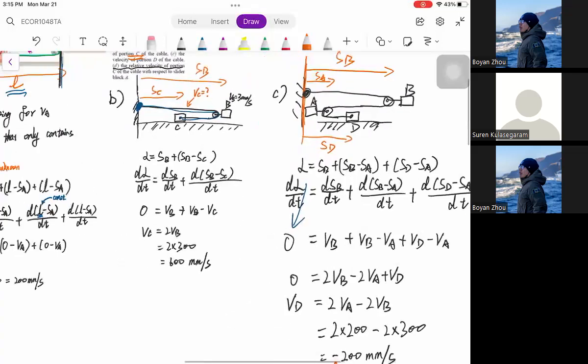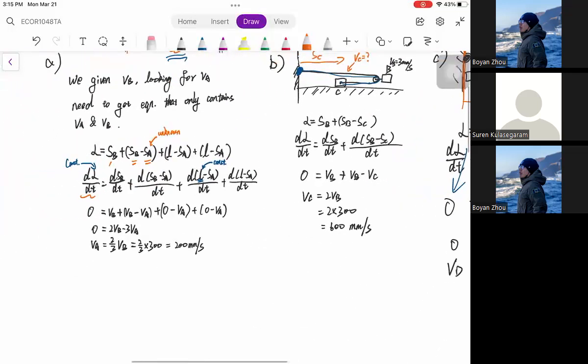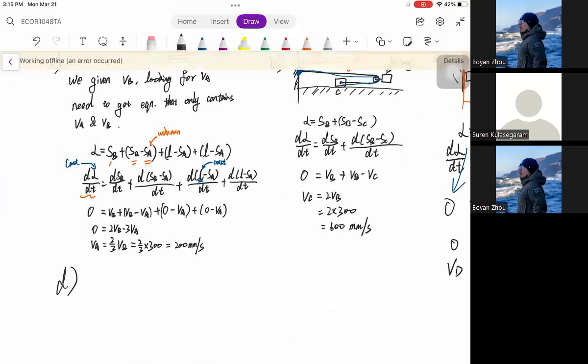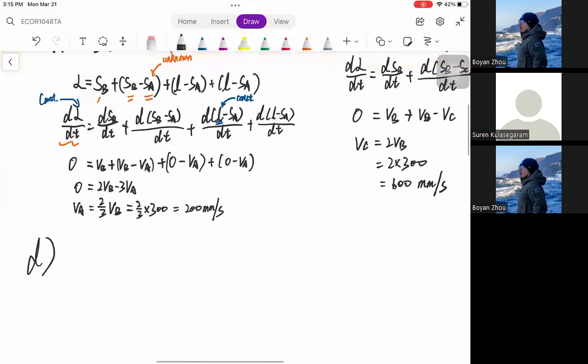Okay, then there's the last one. We're going to find the relative velocity of point C with respect to A. And there's an equation you want to memorize: VC over A is equal to VC minus VA.